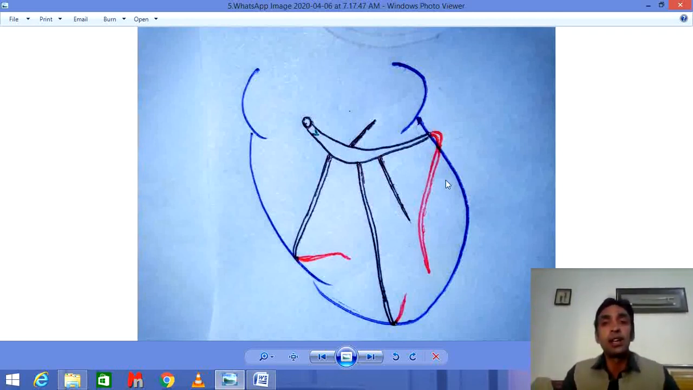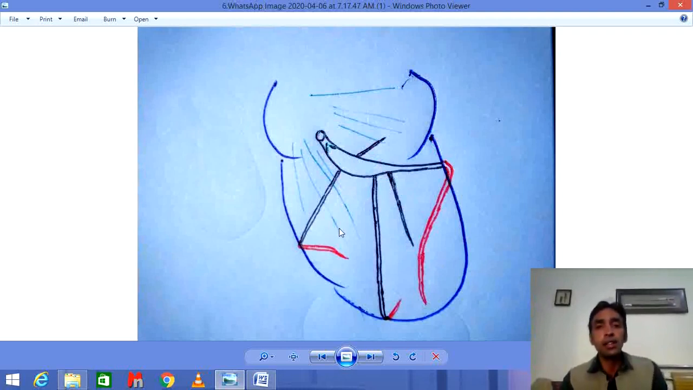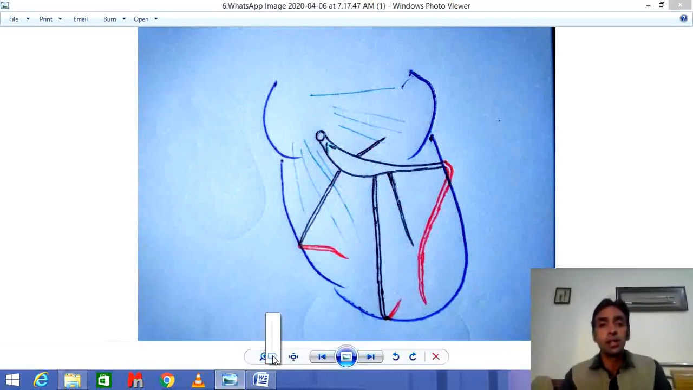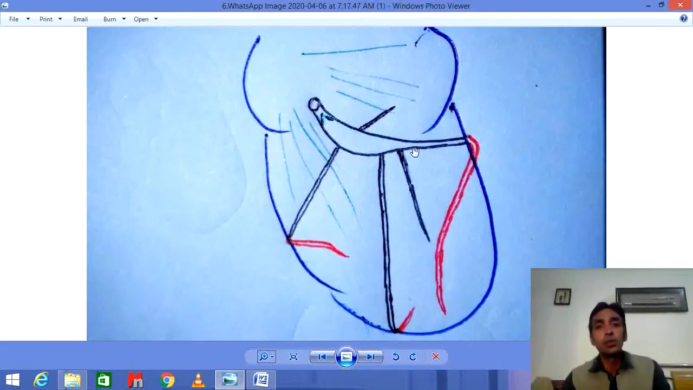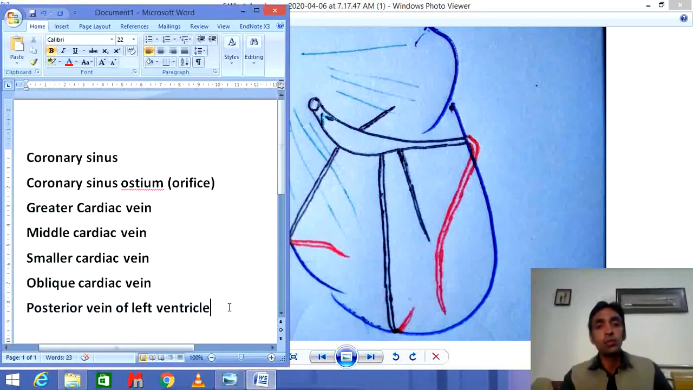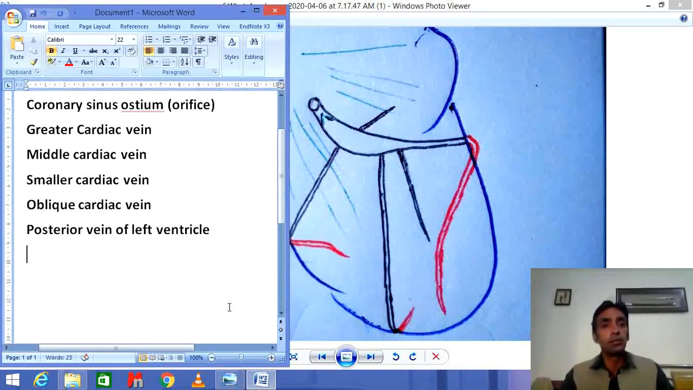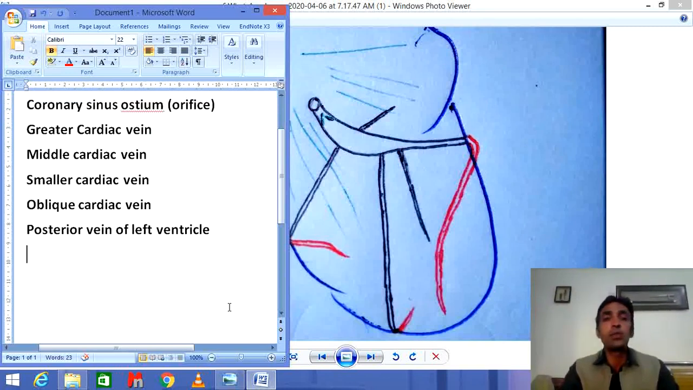Now coming toward the next diagram. In the next diagram, I'm zooming in a little. This is the coronary sinus. In the coronary sinus, you can see this one. This is a valve which is present in the opening of the coronary sinus, the coronary sinus ostium. This is actually a valve. A valve is for the one-sided flow of blood.